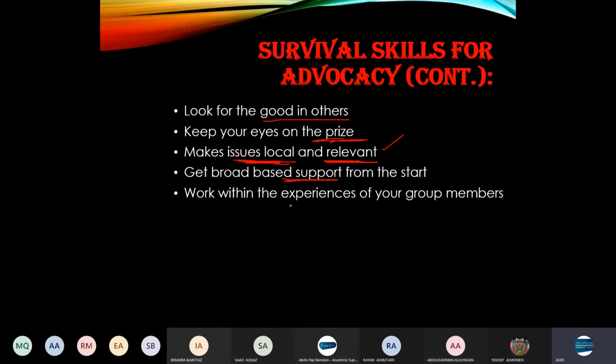And always you must check the experience of your group and try to work within the limits of your team's experience. So if none of you in your group understands anything about physics, for example, do not speak about physics while promoting your campaign because it's out of your experience.